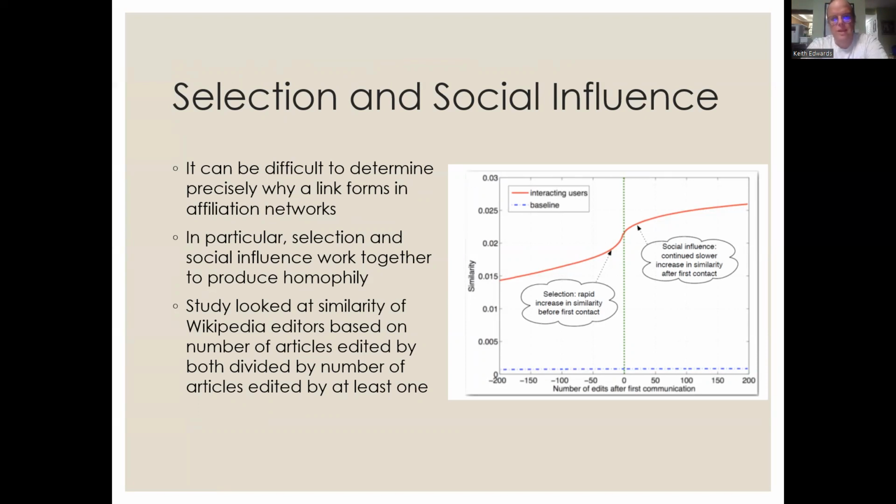In the Wikipedia case, they showed selection: there was a rapid increase in similarity before the first contact was made, and then the social influence continued a slower increase in similarity between the editors. And so they actually had a measure of similarity between two Wikipedia editors based on the number of articles edited by both divided by the number of articles edited by at least one. And so as they grew in similarity, they would eventually make contact and then continue to grow in similarity.